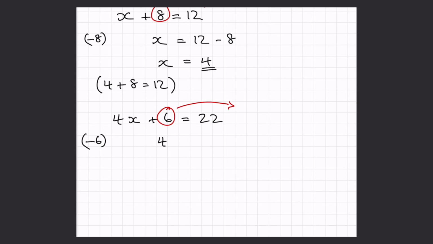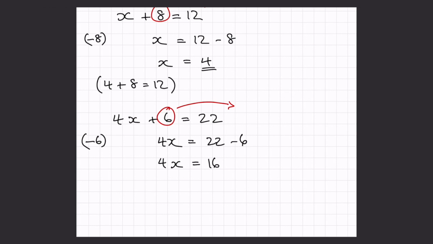So I end up with 4x. Remember, the whole idea is we want to get the x's on their own. So we've got 4x on its own, and we've got 22 subtract 6. 4x must equal 16.